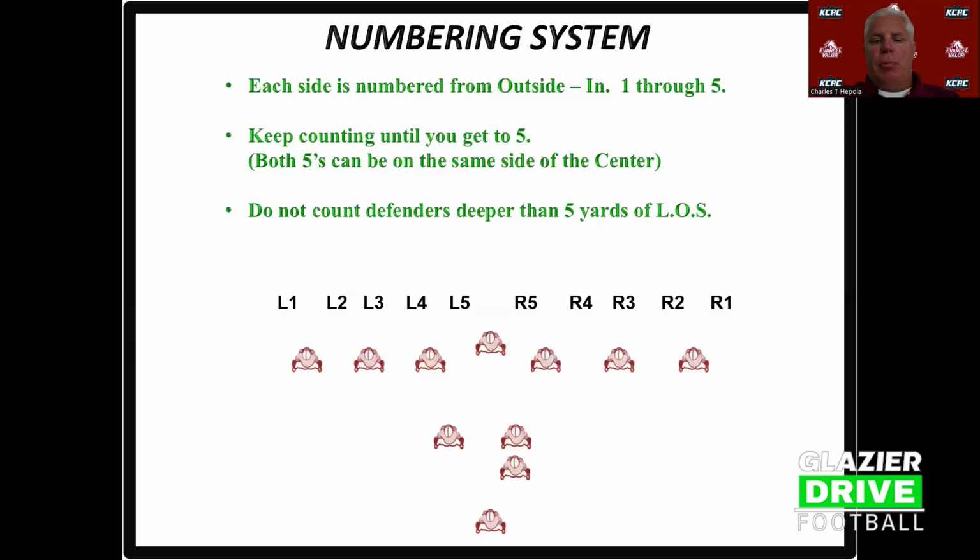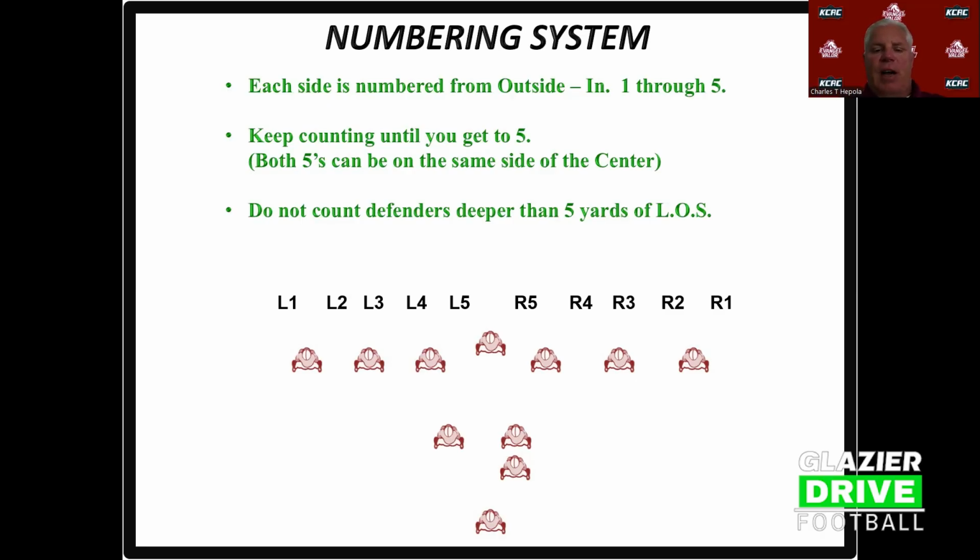So we'll start with our numbering system. You can see our shield punt there, and we reference the people that we're responsible for either R1 through 5 or L1 through 5. And so you can see that we start each number from outside in, 1 through 5. So you just keep counting until you get 5.